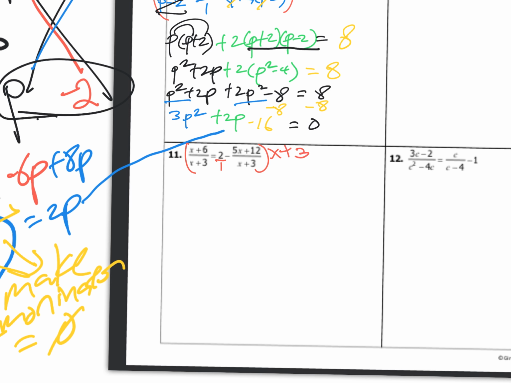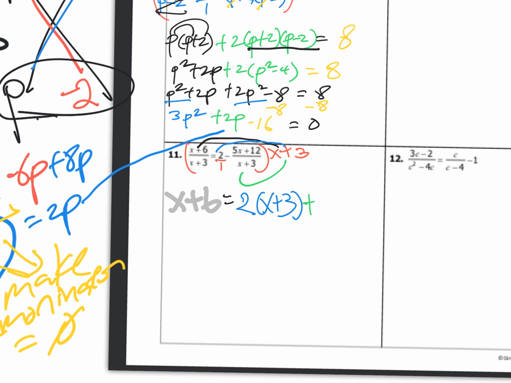Okay, let's do it one at a time. So x + 3 times this first term. The x + 3's would divide, become 1's. So the left side simply becomes x + 6. It's pretty straightforward here. Now let's do it with the second term. I'm going to use blue. On this term, it just becomes equals 2 times (x + 3). And lastly, let's do it with the x + 3 right here. You notice that the x + 3 and x + 3 will divide out. So that will become, on the right side, just 5x + 12.